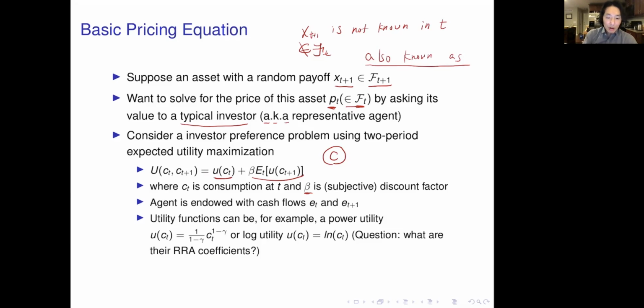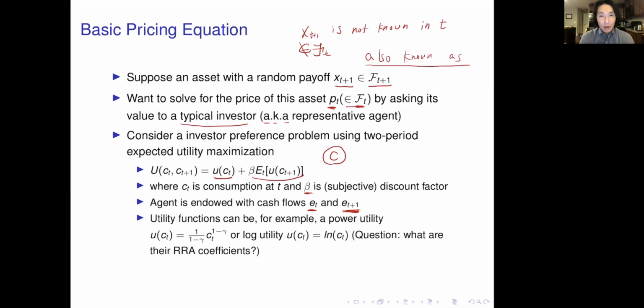Now the agents are assumed to have cash flows ET and ET plus 1. 어떻게 보면 이 ET와 ET plus 1은 투자자들이 들고 이 세상에 나타나는 재산들이에요. So we will call this kind of cash flow as endowments. Okay? So agents are going to be endowed with ET and ET plus 1.